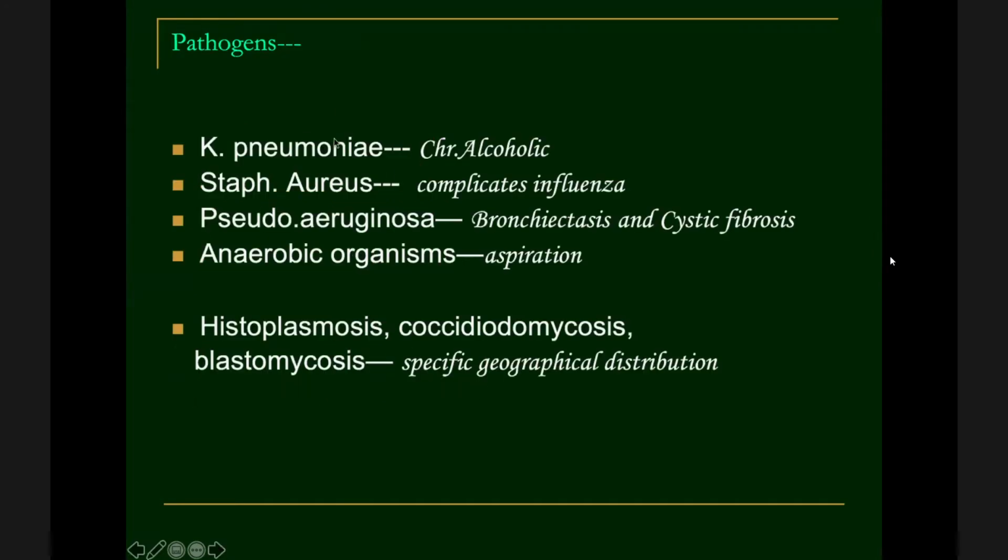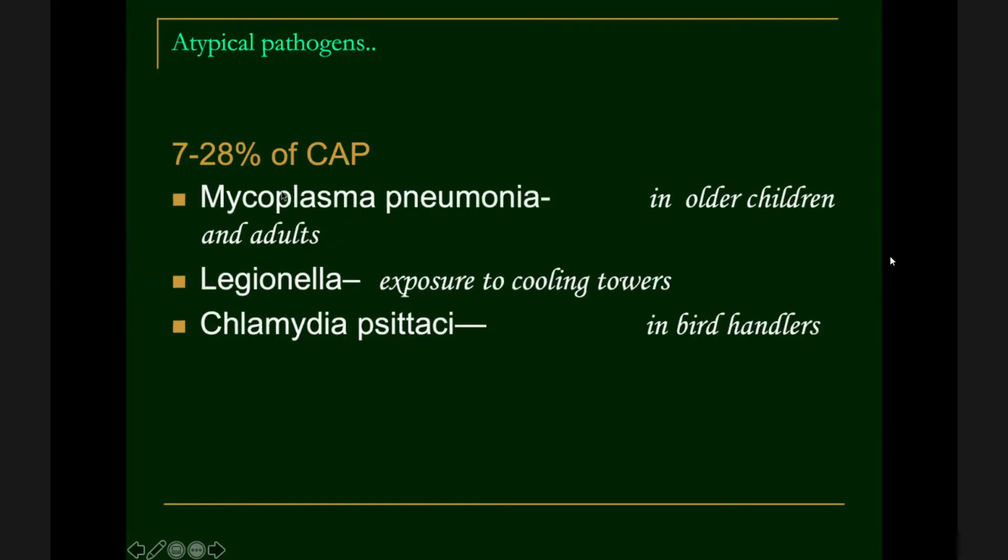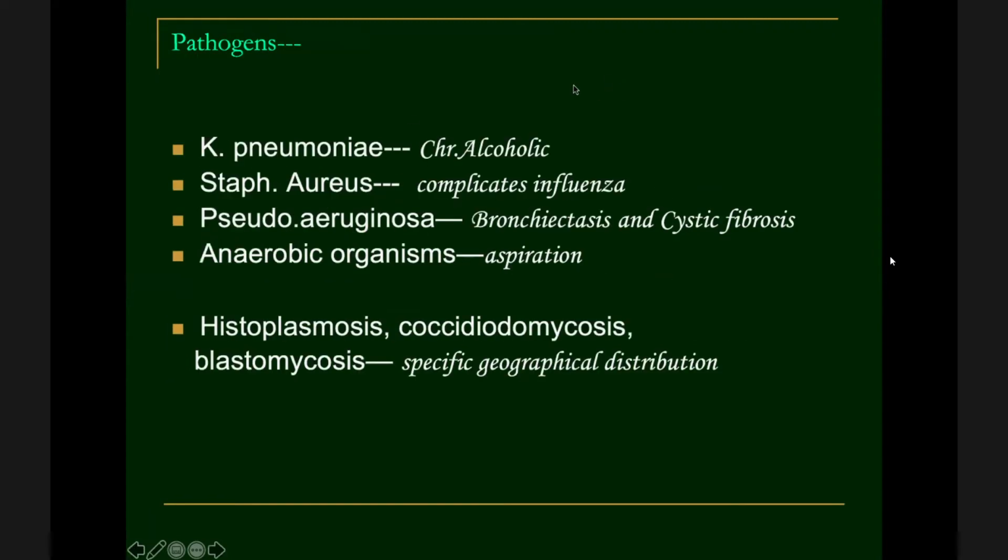The other more common pathogens are Klebsiella pneumoniae in the chronic alcoholic patient. Staph aureus complicates influenza or any viral infection. Okay, so if the patient has a viral infection, influenza or flu, and presents with pneumonia, then we have to think about Staph aureus. And then Pseudomonas aeruginosa in the case of bronchiectasis and cystic fibrosis.